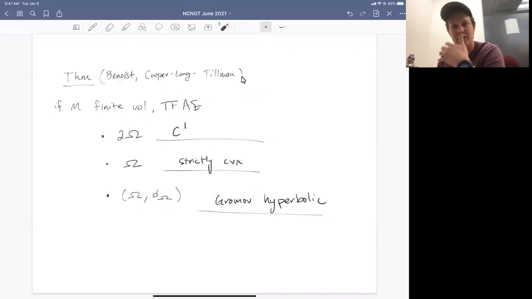So this is hyperbolic in the sense that triangles are thin. I'm not going to talk more about this kind of hyperbolicity, but you should imagine omega with this metric is quasi-isometric. Maybe I won't say more about that. So hyperbolic in the sense that metric triangles are thin.